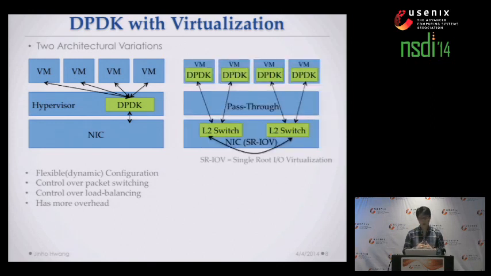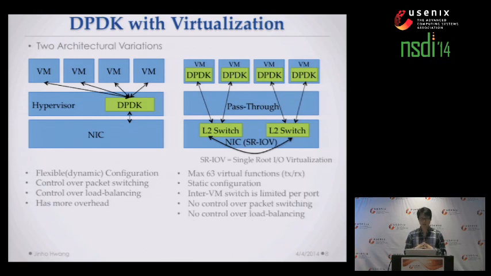The second architecture we can think of is DPDK inside the virtual machine. It gives us a pass-through mode where the application directly accesses the NIC card, and the packet is DMA'd directly into the user space in the virtual machine. So this gives us some performance benefits. However, it only allows steady configurations and limited inter-VM switching.